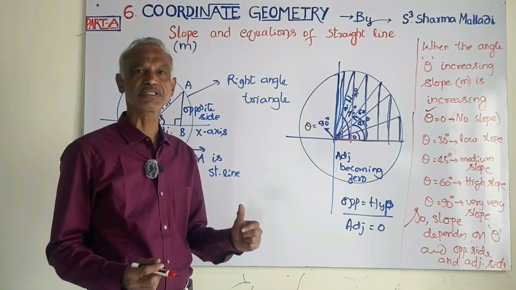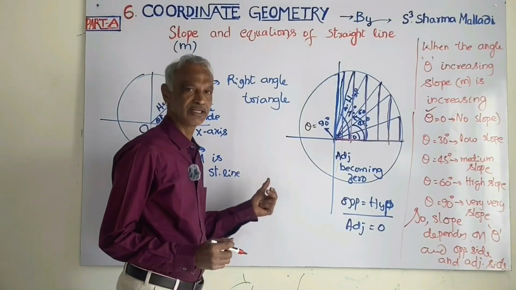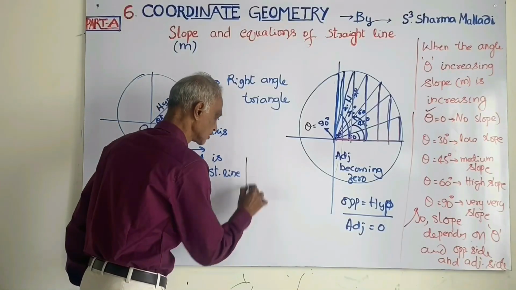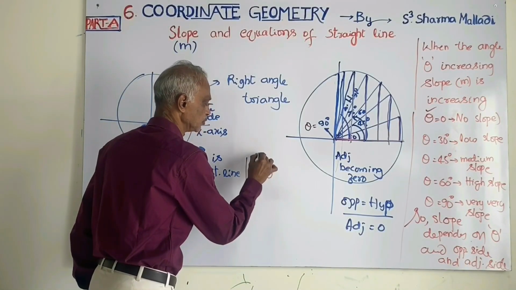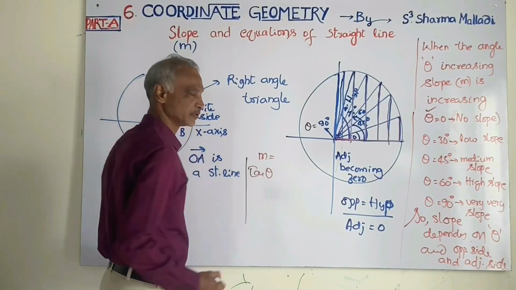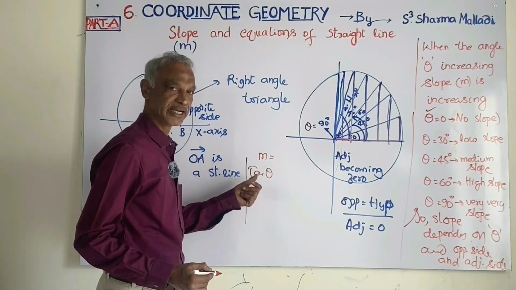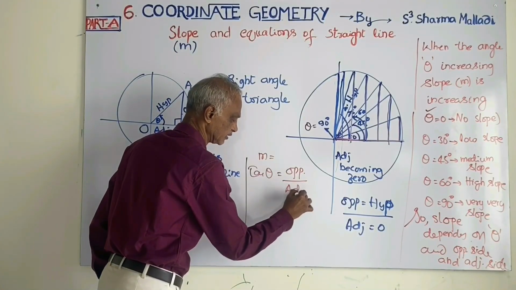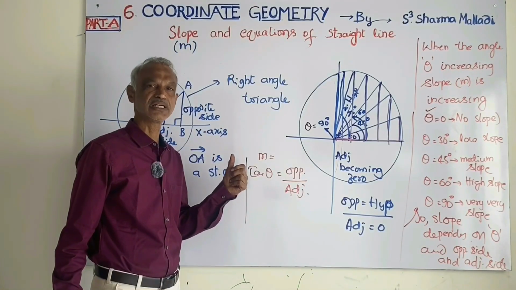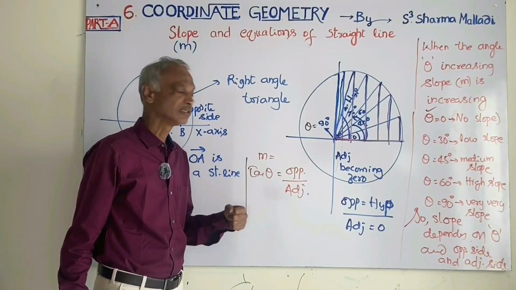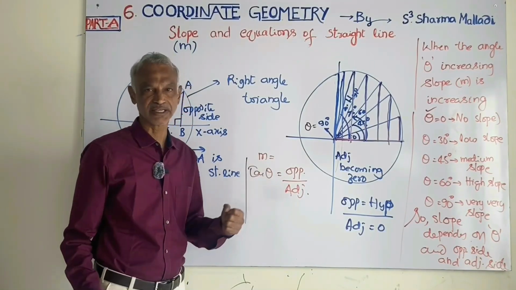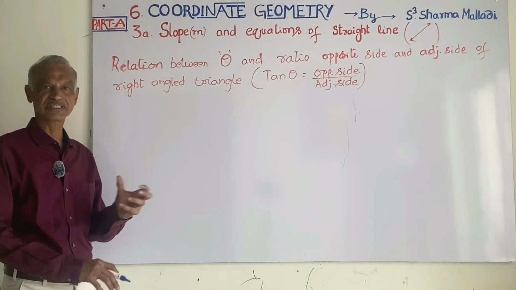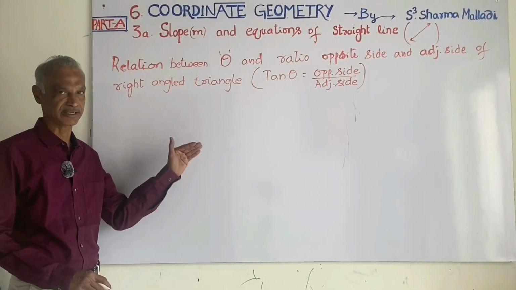We will establish a relationship between the angle and the opposite side and adjacent side. That is, tan theta is equal to slope. Slope is denoted by tan theta. Tan theta is equal to the opposite side divided by the adjacent side. We will establish the relationship between theta and the ratio of the sides of a right angle triangle. Now, the relation between theta and the ratio of the opposite side and adjacent side of a right angle triangle.